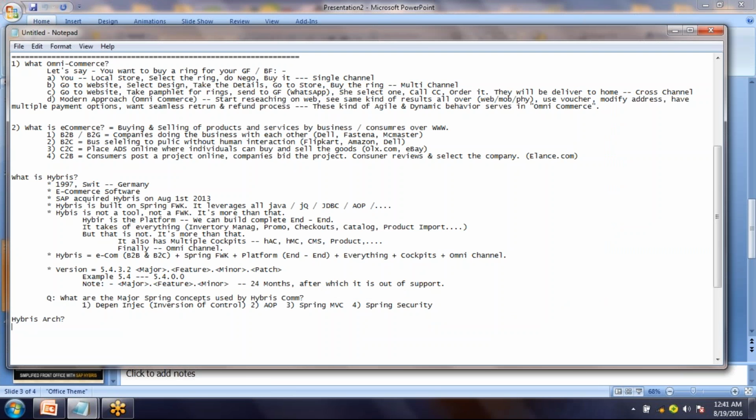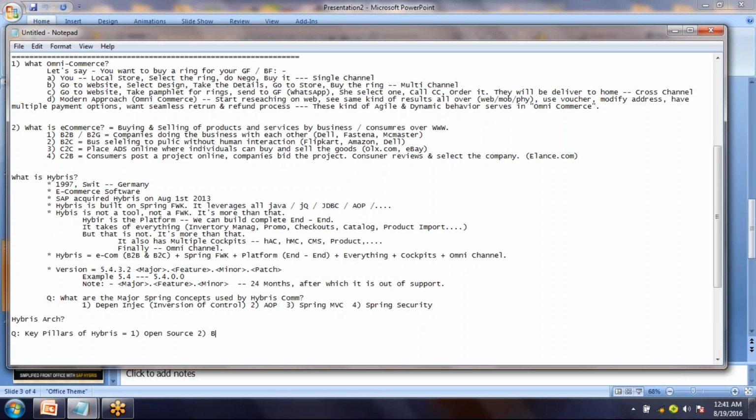Okay, then the next thing is some simple questions. Before you ask those questions, let me answer what kind of questions some people will have in their mind. The first thing is the key pillars of Hybris. What are the key pillars of Hybris? As I said, it's built on top of open source. That is one of the key pillars.